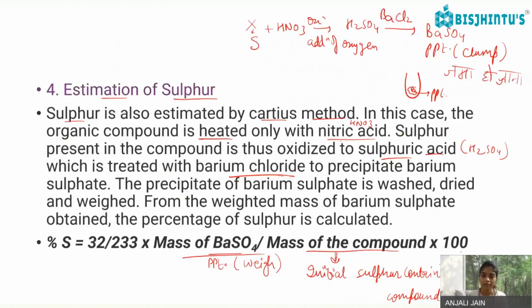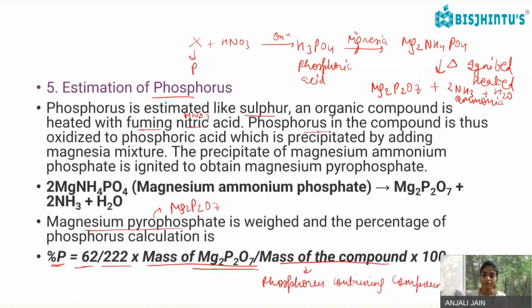In this, sulfur is reacted with nitric acid, and then barium sulfate is formed, whose precipitate is weighed. And for the estimation of phosphorus, Carius method is again used, in which phosphorus is reacted with nitric acid. Then phosphoric acid is formed, which when treated with magnesia mixture, you might have heard of milk of magnesia, forms magnesium ammonium phosphate, which gives finally magnesium pyrophosphate, which when weighed gives you the actual percent of phosphorus present in that compound.